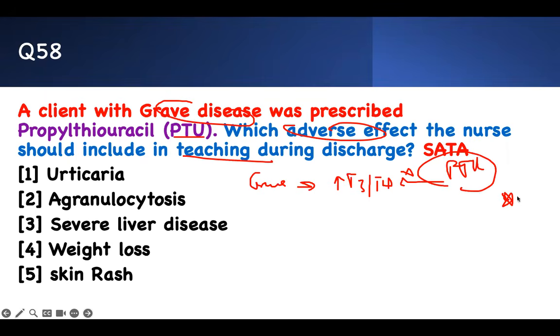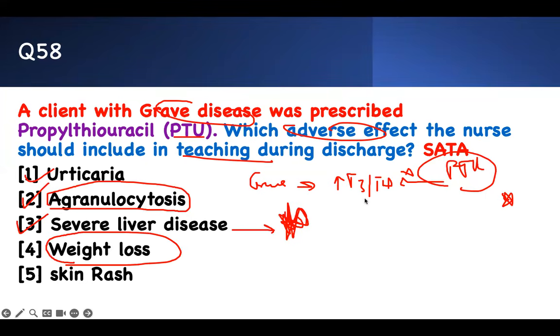You have to know it's a bad medication. It causes urticaria. It causes agranulocytosis. You have a bunch of medications, three medications, Clozapine, Carbamazepine, and then PTU, that cause agranulocytosis. Severe liver disease. This is the dangerous one. This is number one. You go into hepatic failure. Weight loss. Think about it. If I'm blocking your thyroid hormone, that means you cannot make any more thyroid. You become hypothyroid. Hypothyroid people, they gain weight.